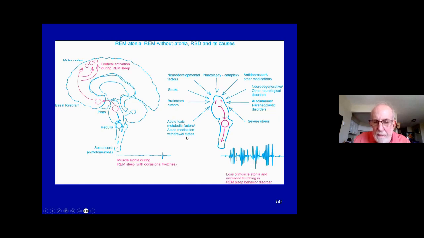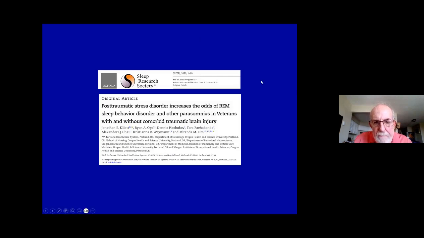You can have acute toxic metabolic factors, acute medication withdrawal states that I already mentioned with the early literature before 1985, brainstem tumors, stroke, neurodevelopmental factors, narcolepsy, cataplexy, antidepressant and other medications, neurodegenerative and other neurological disorders, autoimmune paraneoplastic disorders, and a very hot new area is stress syndromes that can result in REM without atonia and RBD.